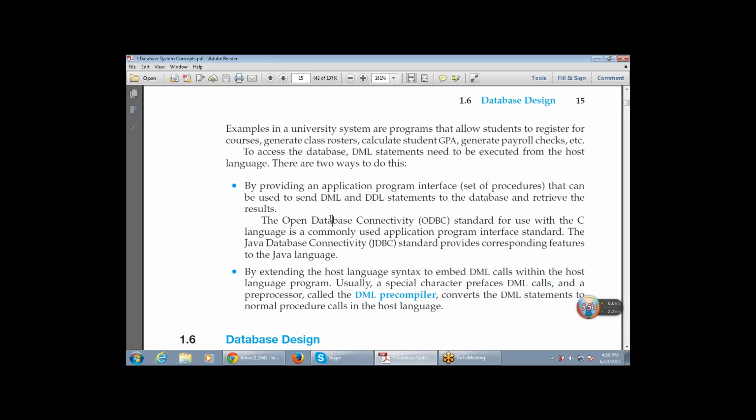And the next method is by extending the host language, that is a syntax to embed the DML within the host language program.